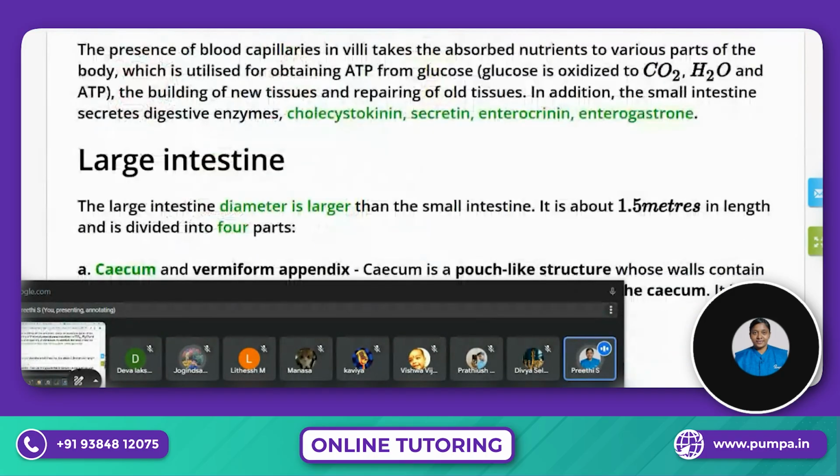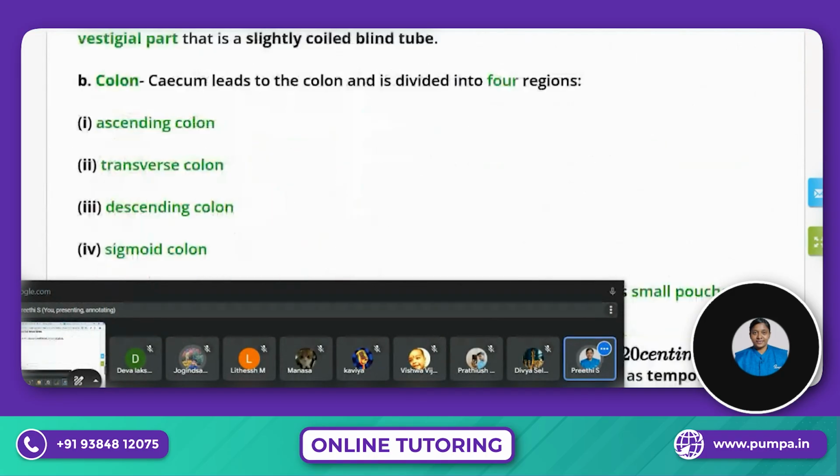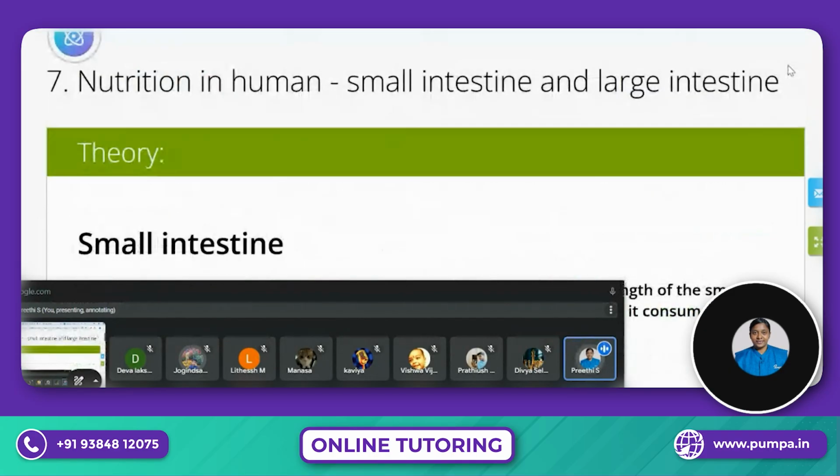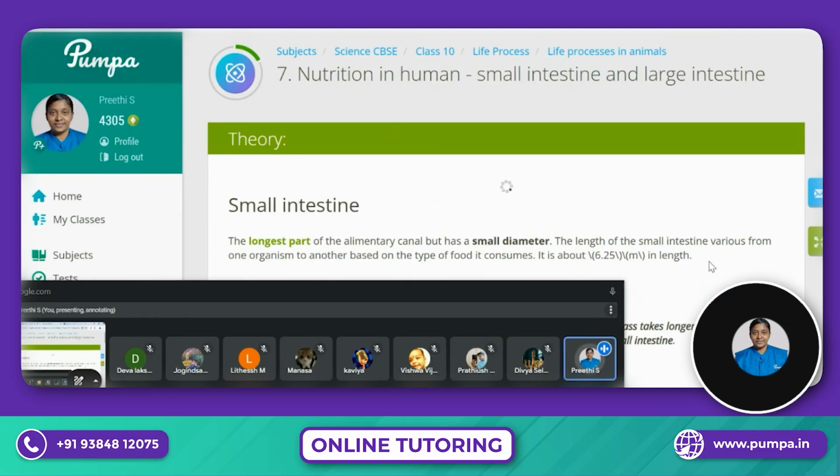Now we will do the FT. Remember, the small intestine is the site of complete digestion. The rest we will learn in our next class.